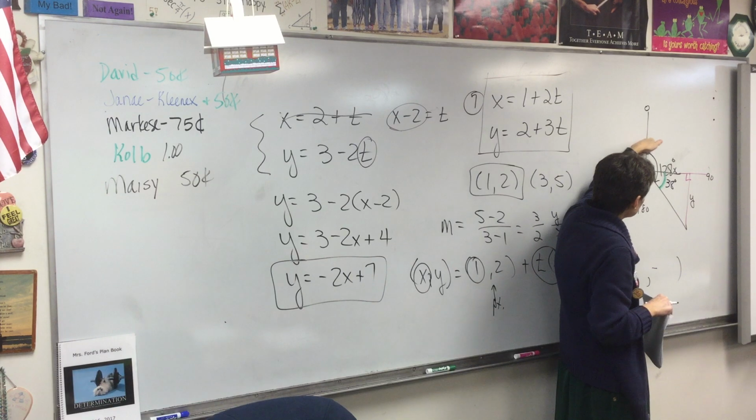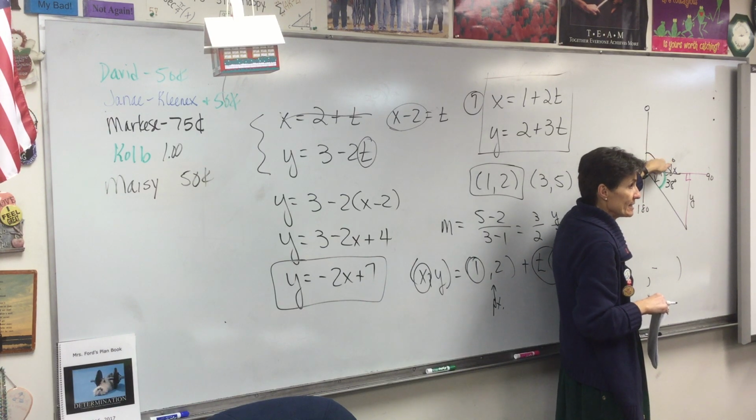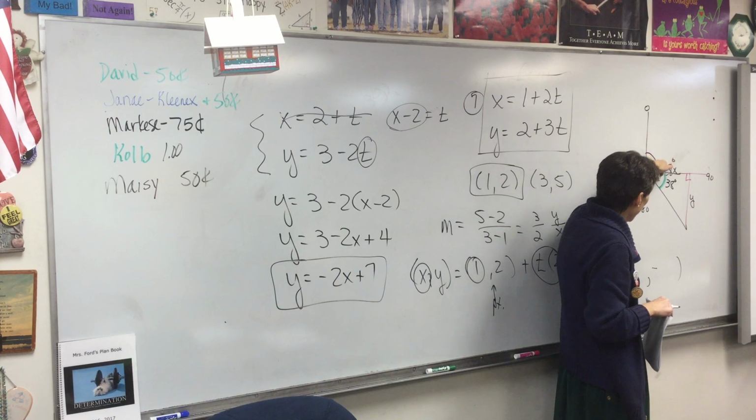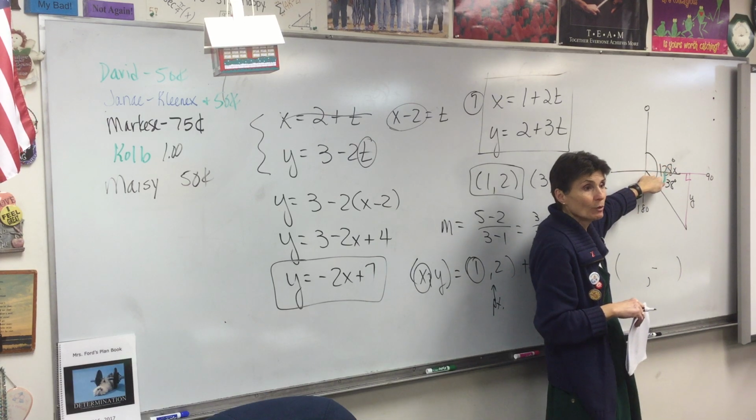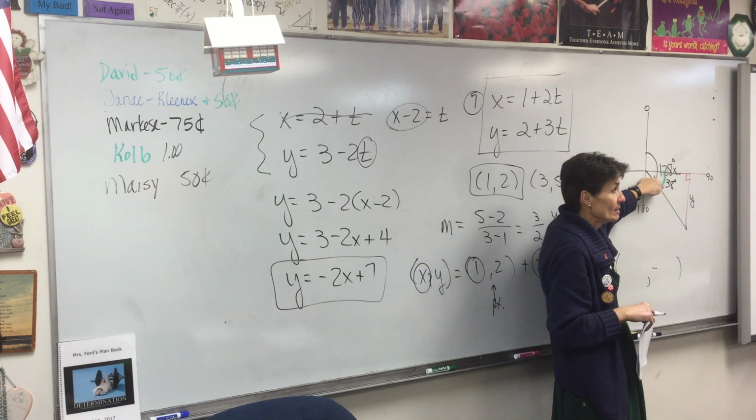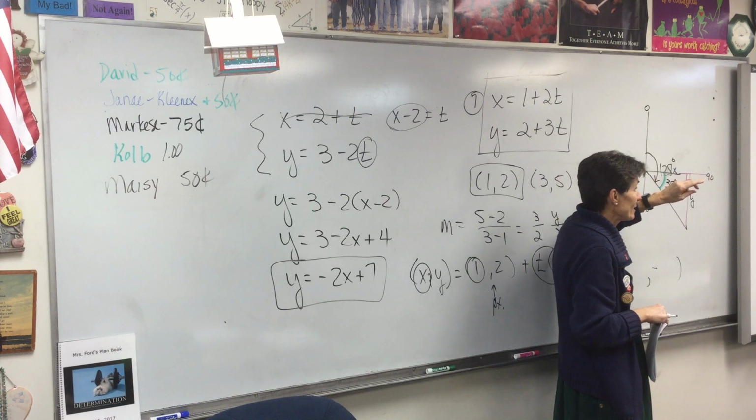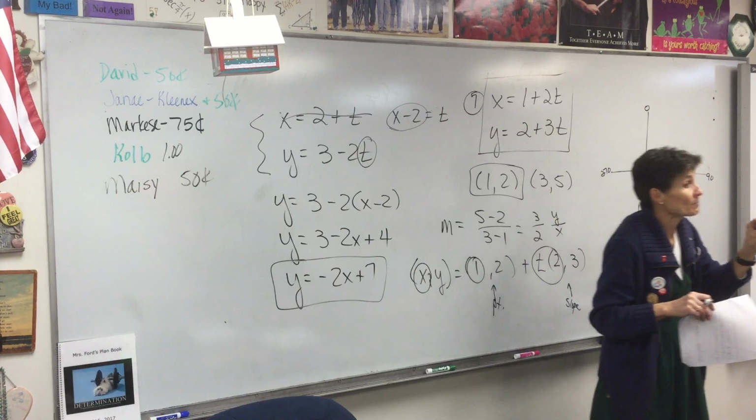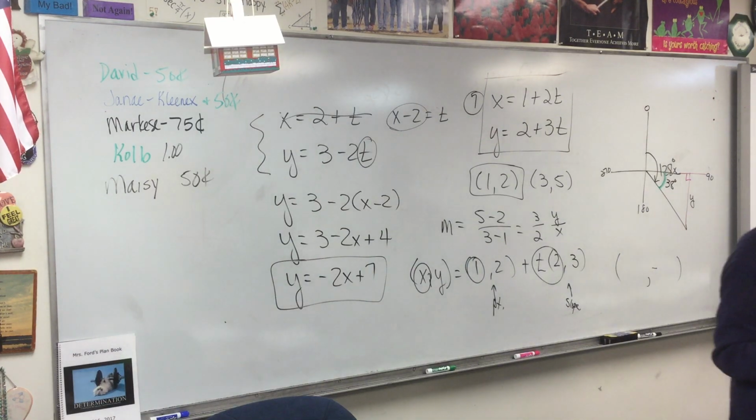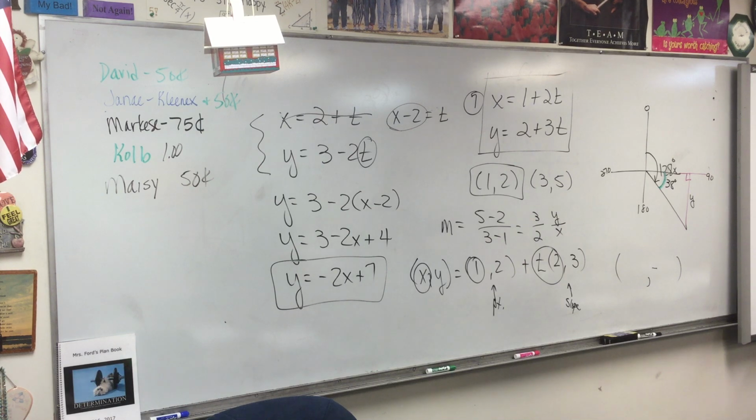How far is it from here to here? 90. How much more than 90 did we go to get to 128? 38. Now, somebody else will say, Mrs. Gordon, why are we using 90? This is a different setup than normal. Normally we would never use 90, but we're on a compass now, so I have to. That's my measurement for that axis.